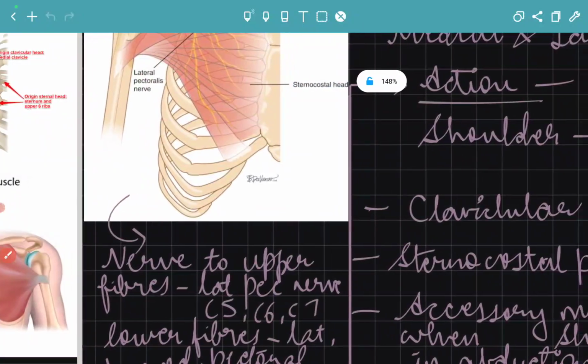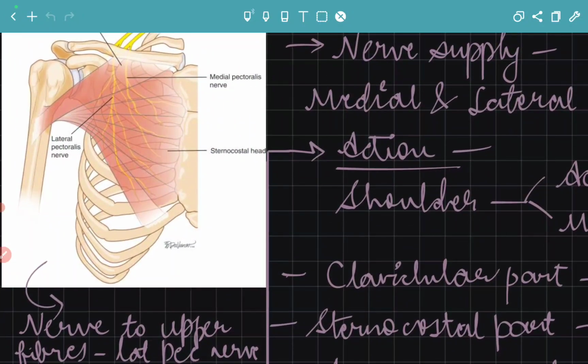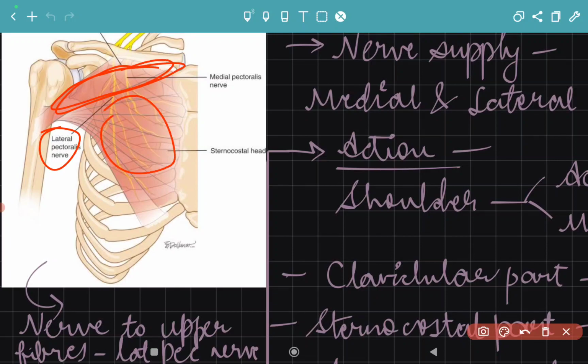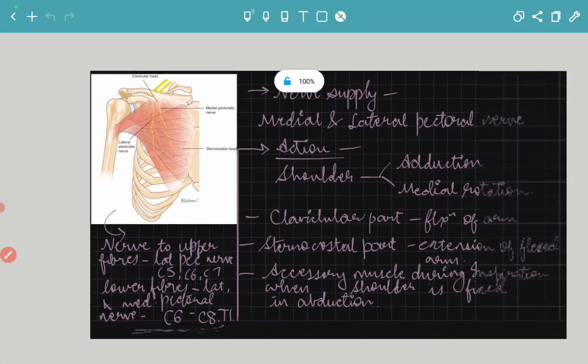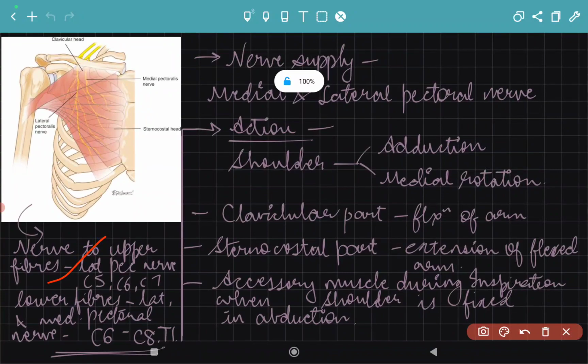Moving on to the nerve supply of the pectoralis major muscle, which is the medial and lateral pectoral nerve. We can appreciate that the upper fibers are supplied by the lateral pectoral nerve, and the lower fibers by both the nerves, lateral as well as medial pectoral nerve. So the nerve to the upper fibers is the lateral pectoral nerve, C5, C6, C7 nerve roots, and to the lower fibers will be the lateral as well as medial pectoral nerve, C6 to C8 and T1 nerve roots.